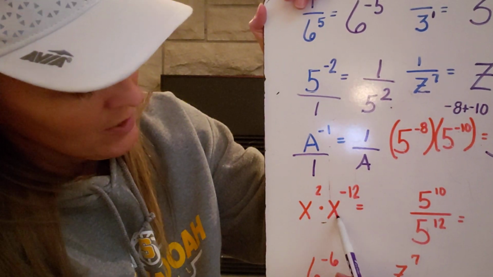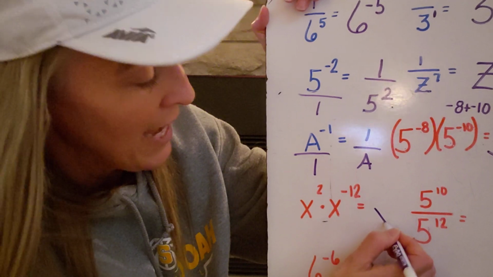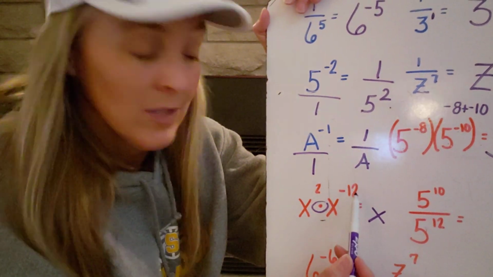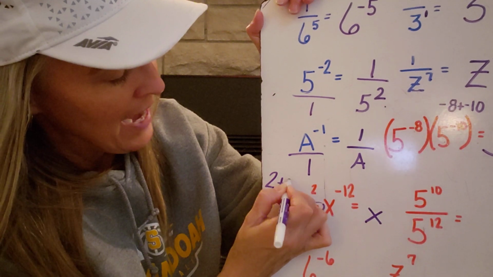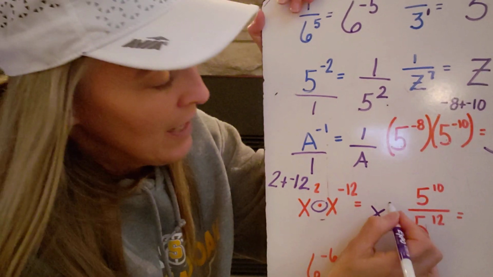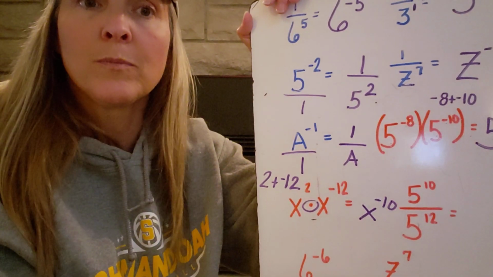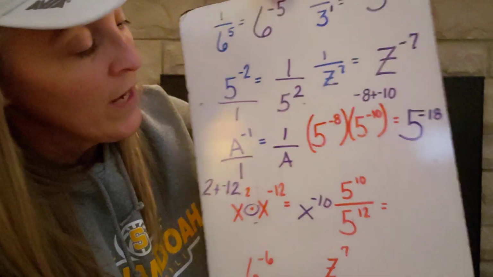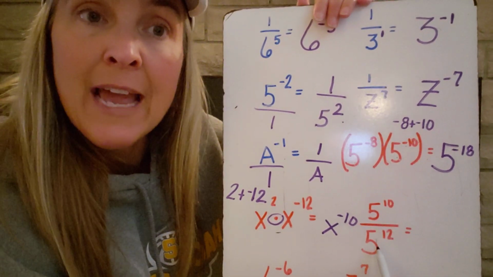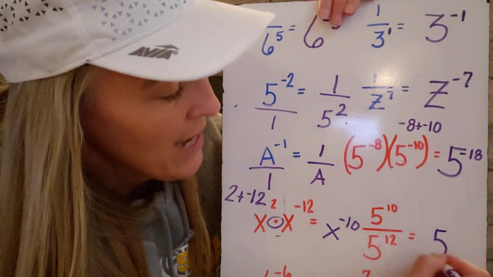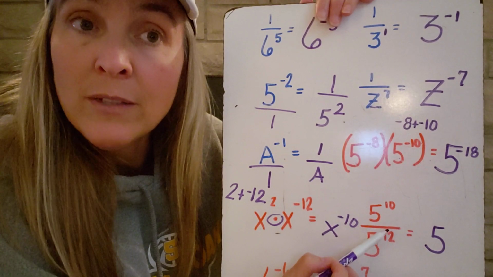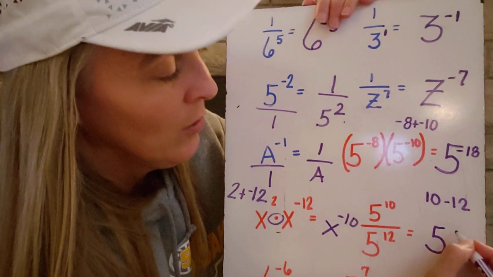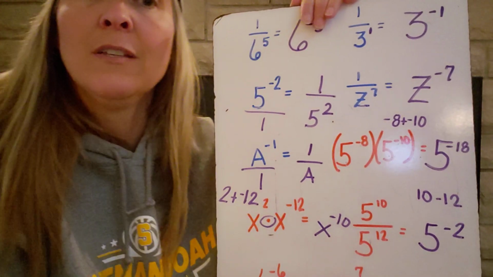Very similar. My bases are the same here, so I'm going to keep my base as an x. Since it is a multiplication problem, I'm going to add my exponents. So I'm going to take 2, add to that a negative 12, which gives me negative 10 as my exponent. When you multiply bases that are the same, you get to keep the base and add the exponents. When you divide bases that are the same, you get to keep the base and you subtract the exponents. So you're going to take 10 and subtract 12, which puts you over in the negative world, 5 to the negative 2nd power.